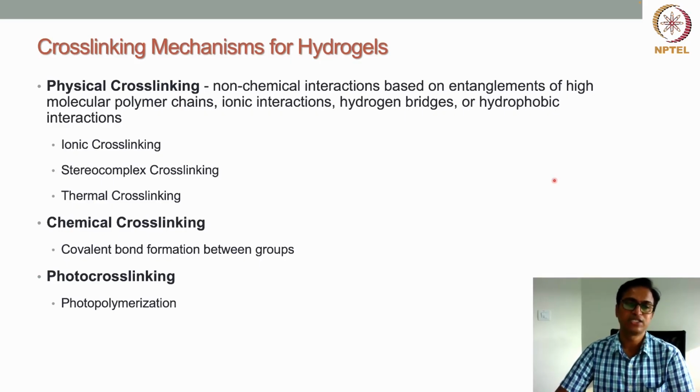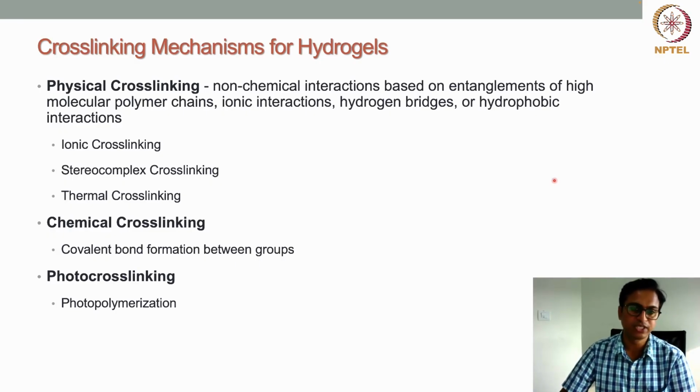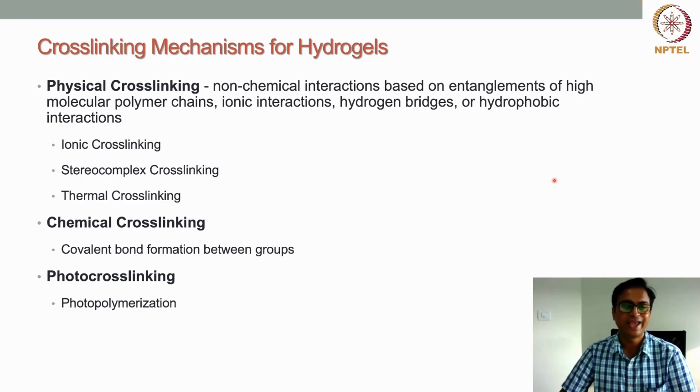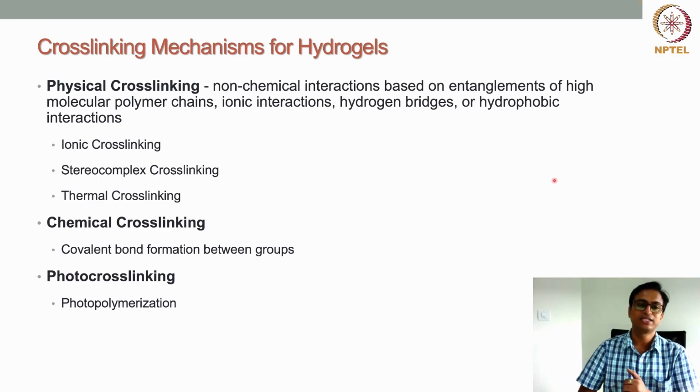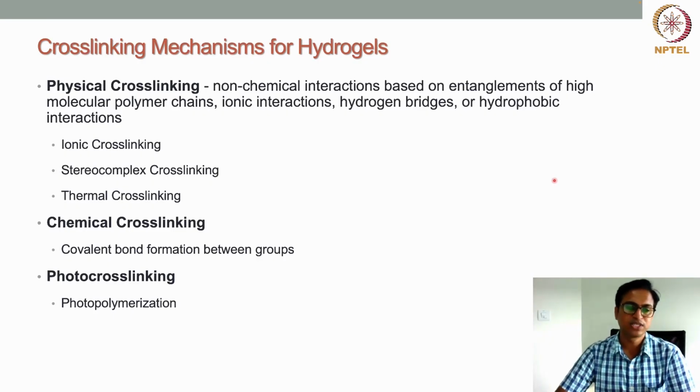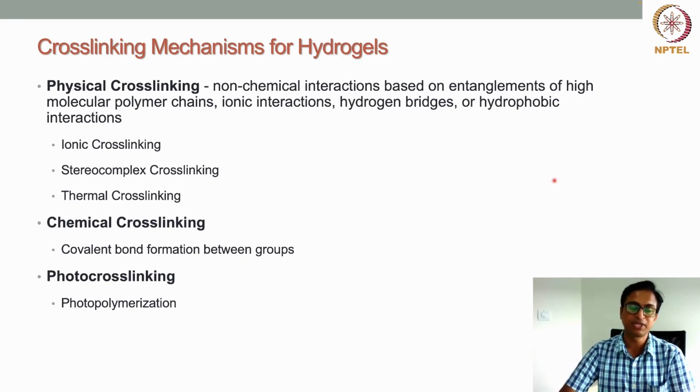Below 30 degrees centigrade, the gelatin behaves like a solid gel material, but above 30 degrees centigrade it behaves like a liquid material. So this is a thermoreversible material, which responds to temperature, and below 30 it behaves like a gel. Because of this physical interaction, physical cross-linking, the gelatin becomes a gel below 30 degrees centigrade. So that's a typical example of thermal cross-linking.